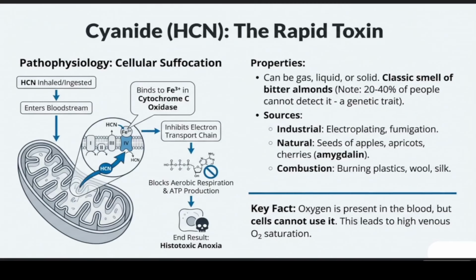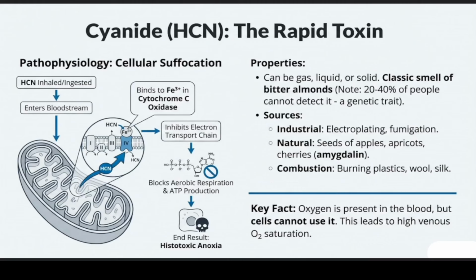Next one, coming to cyanide, which is a rapid one. See, what is the pathophysiology? Whenever hydrogen cyanide is inhaled or ingested, it is going to enter the bloodstream. Once it enters the bloodstream, it is going to bind with the iron in cytochrome C oxidase and inhibit the electron transport chain. Whenever there is a blockage of the electron transport chain, it blocks aerobic respiration and ATP production, right? So ultimately there is going to be histotoxic anoxia. That is what happens.